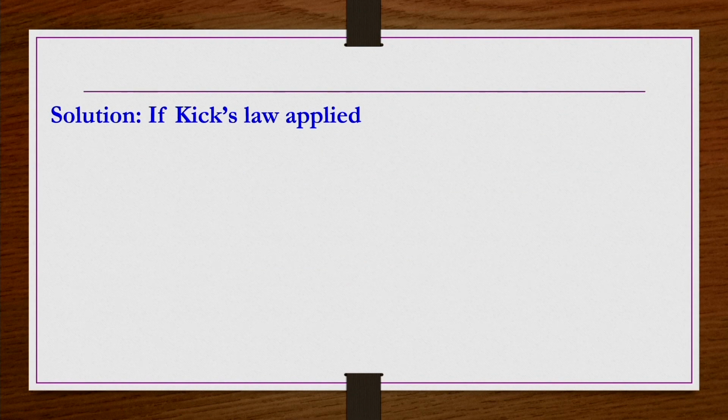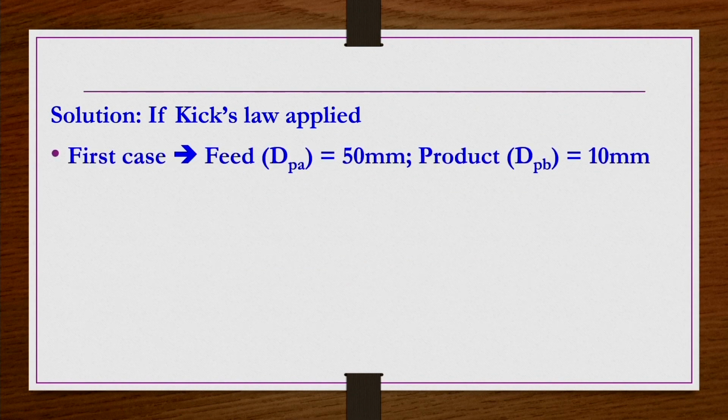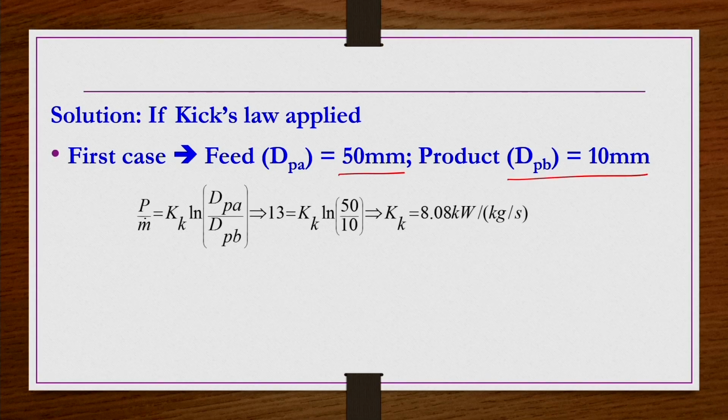So applying Kick's law, in the first case dPa, the feed size, is 50 mm, and the product size dPb is 10 mm. When you apply Kick's law, P by m dot equals Kk ln dPa by dPb. P by m dot is given as 13, dPa is 50, dPb is 10. So Kk you get 8.08 kilowatt per kg per second.